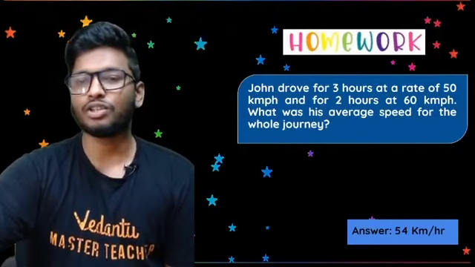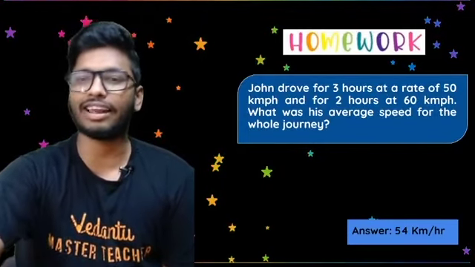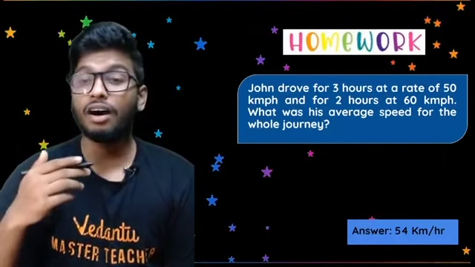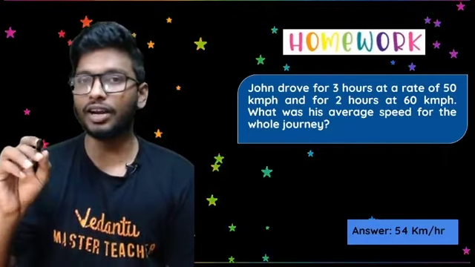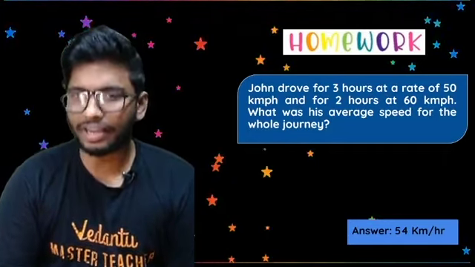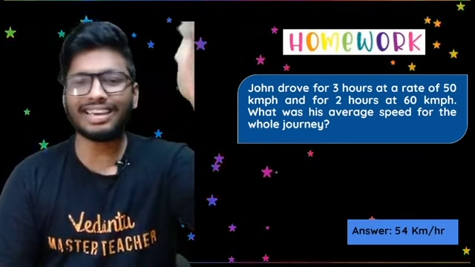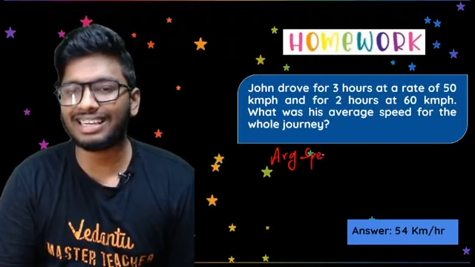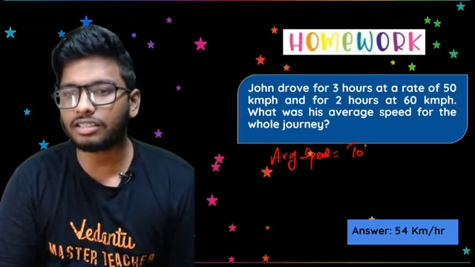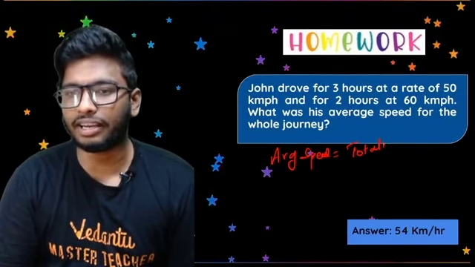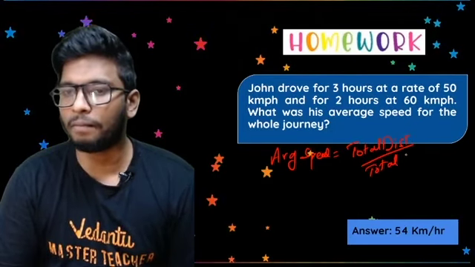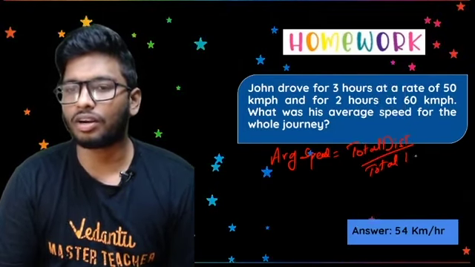The question was: John drove for 3 hours at the rate of 50 km per hour and for 2 hours at 60 km per hour. You were supposed to find out the average speed. So just to recap the formula, I told you that average speed is basically equal to total distance divided by total time taken. This was the formula, if you guys remember.